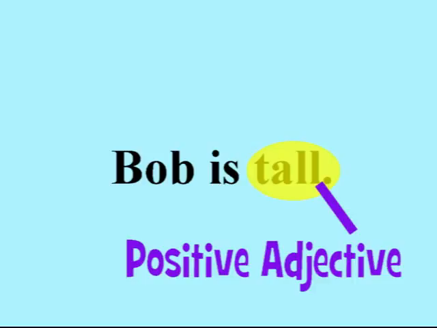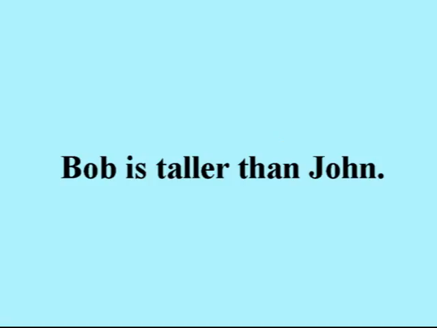Now, what if we wanted to compare how tall Bob is to how tall John is? Look at this sentence. Bob is taller than John. What is this sentence saying? Well, Bob and John are being compared here, specifically about their tallness. It turns out that Bob's degree of tallness is above John's degree of tallness. But we can say that in an easier way with this sentence.